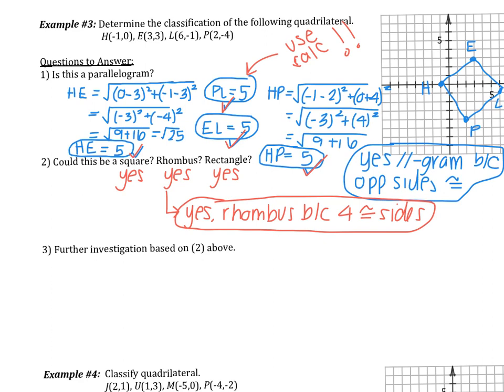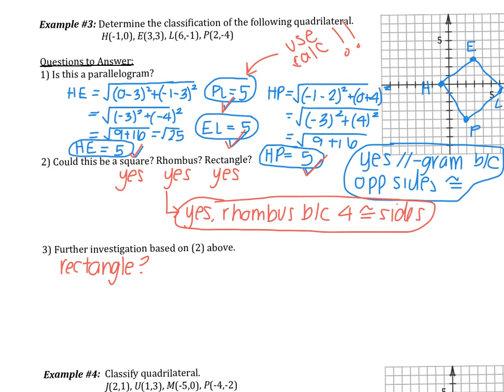Part 3 is further investigation. Well, if I know it's a rhombus, let me check if it's a rectangle now. That's my second option. Rectangle? Maybe. Looking at the chart, I have 2 new ways. I can prove that diagonals are equal, or I have 4 right angles. I'm going to choose to do the diagonals congruent, and I'll practice a little distance formula.